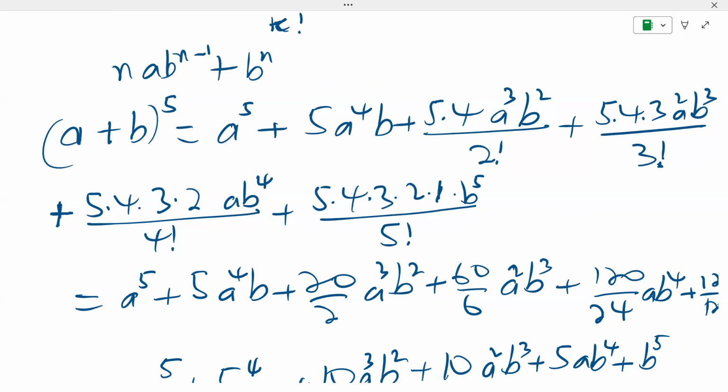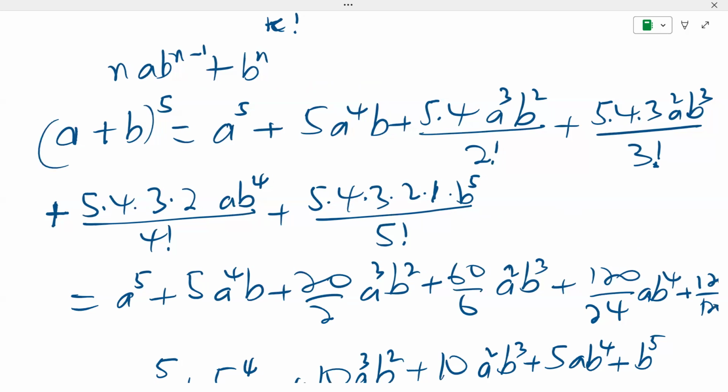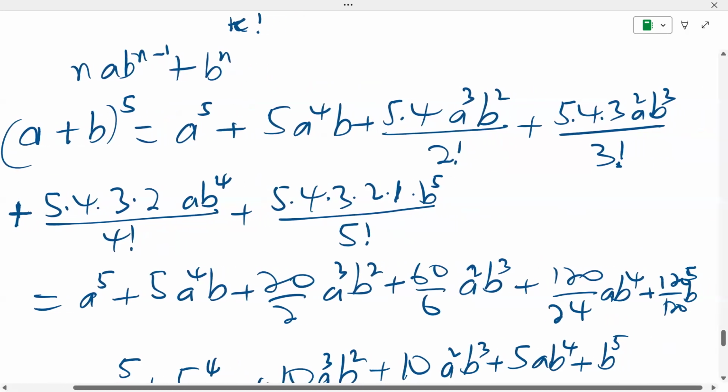And so when we actually do that, it means we will get all the values that we are looking for. And so when we do that, then we can now simplify. So a raised to the power 5 will come, 5 times a raised to the power 4 b. Then when we come here, 2 factorial, so we shall get 20 over 2. 5 times 4 is 20, then times 3. Then 3 factorial is 6. So we can do that.